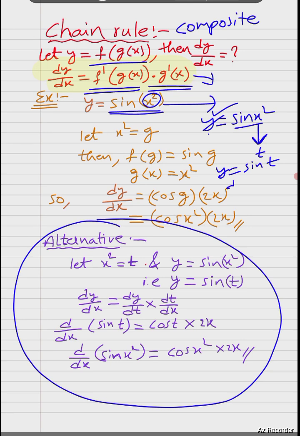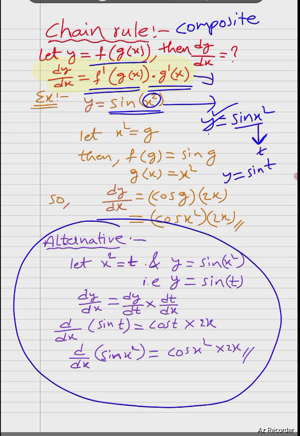Now, can you find dy by dt? It is easy, no? Differentiating y with respect to t. What is dy by dt of sin t? It is simply cos t. Isn't it? So the very first step is to assume this x square as t. Now we get y equal to sin t.